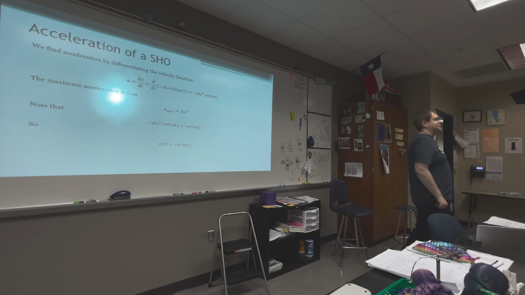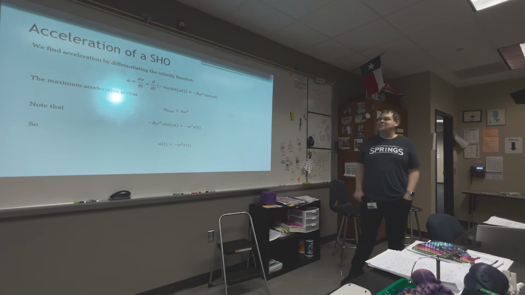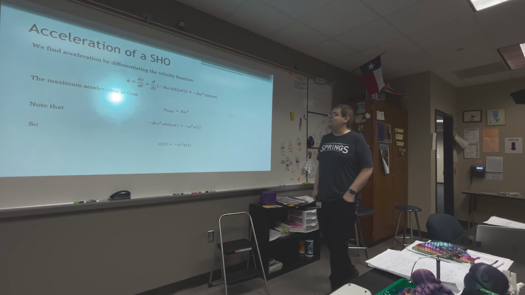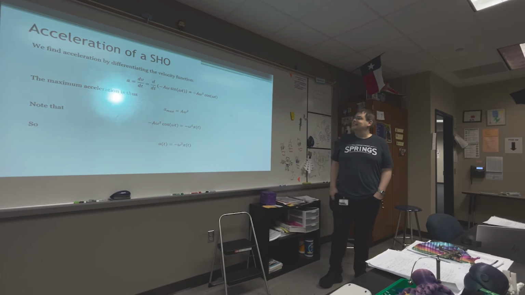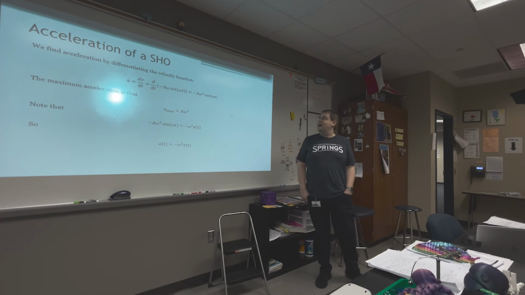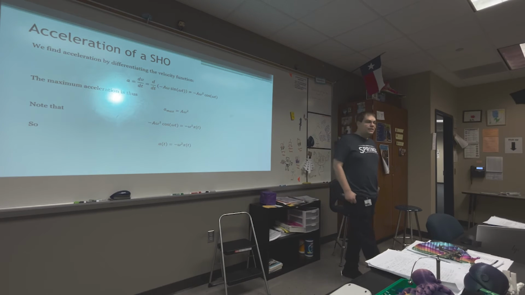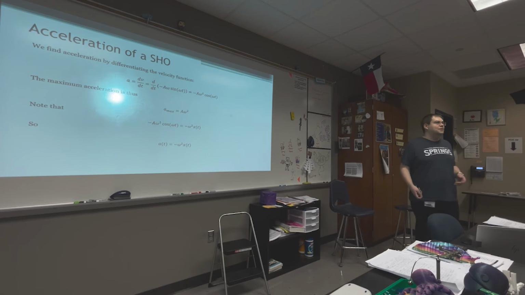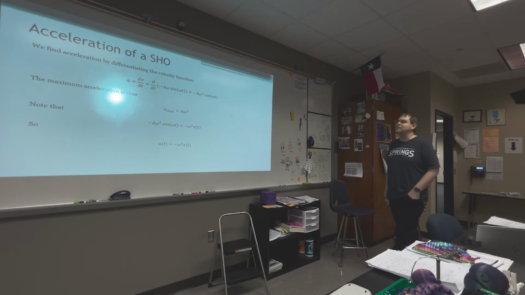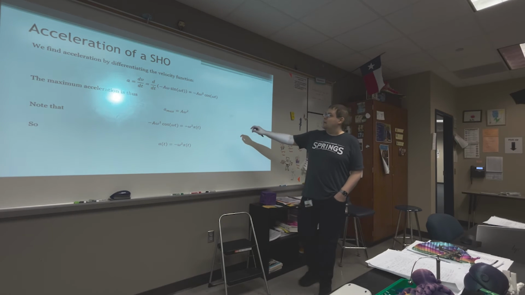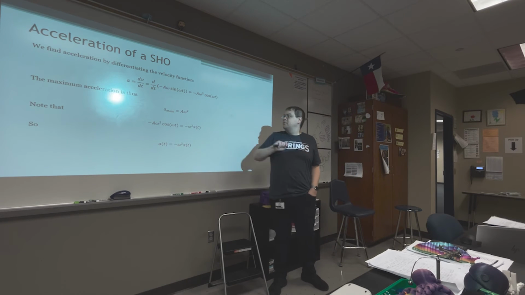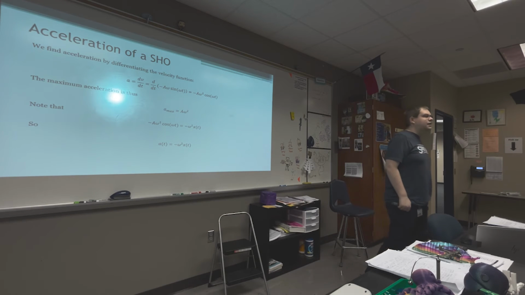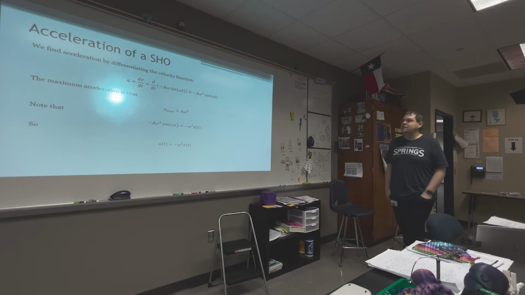Okay. So then we also have acceleration. So we find acceleration by differentiating the velocity function. So if we differentiate the velocity function, we get negative amplitude times omega squared times cosine of omega times time. Now we can do something similar with the maximum acceleration. Since we know cosine, once again, can only be between 1 and negative 1, we can just take the front part of that. So the amplitude times omega squared. So the maximum acceleration has to be the amplitude times omega squared.